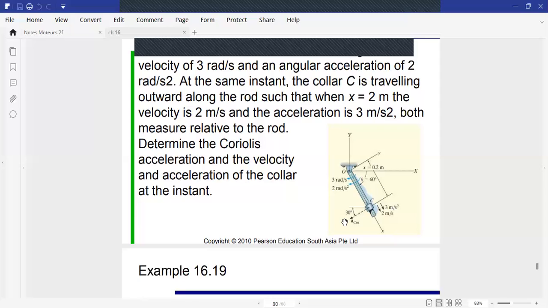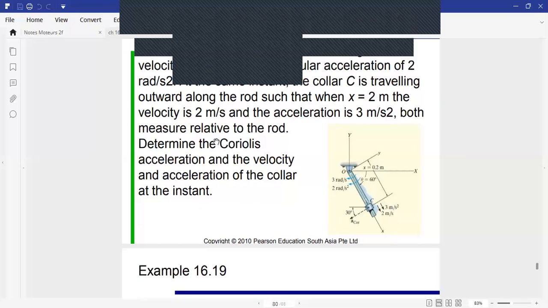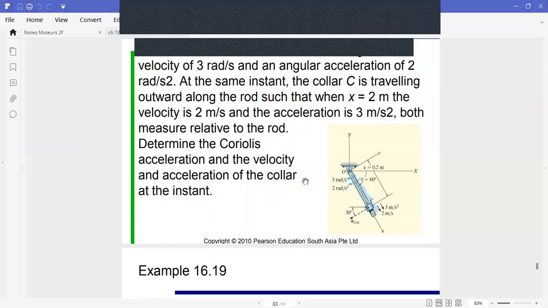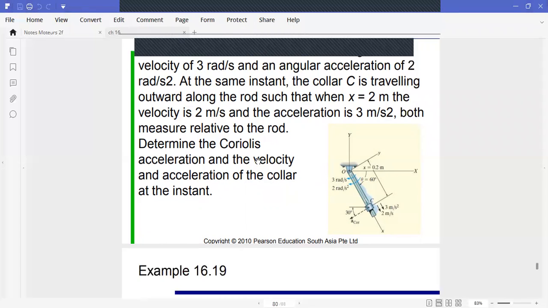First, as we said, the Coriolis acceleration is given by which term? It's 2 omega vectorial v relative. 2 omega vectorial v relative will give us the Coriolis acceleration. Now, how to find the velocity and acceleration of the collar? We will apply the general formula. We will apply it between which points here?